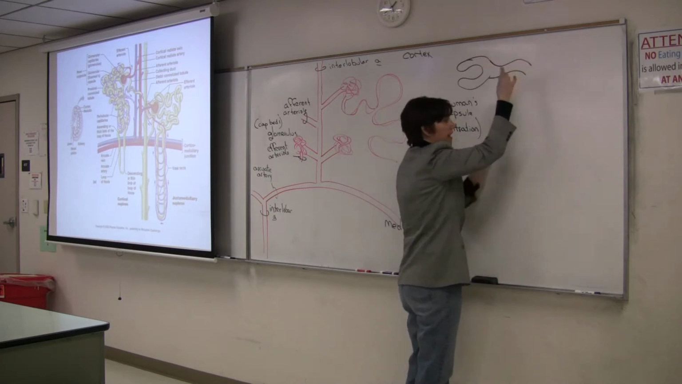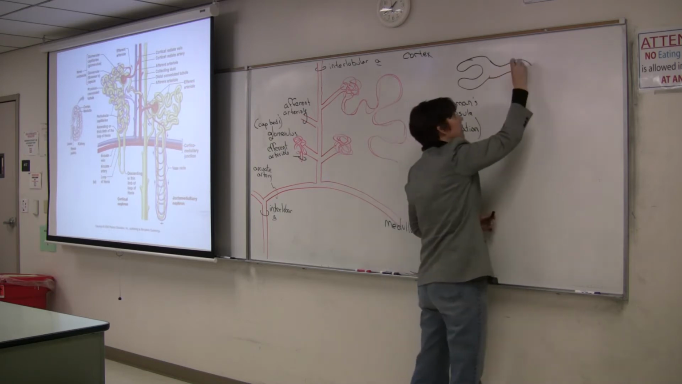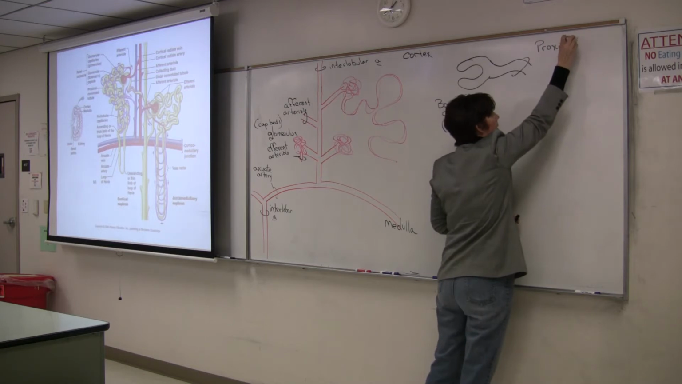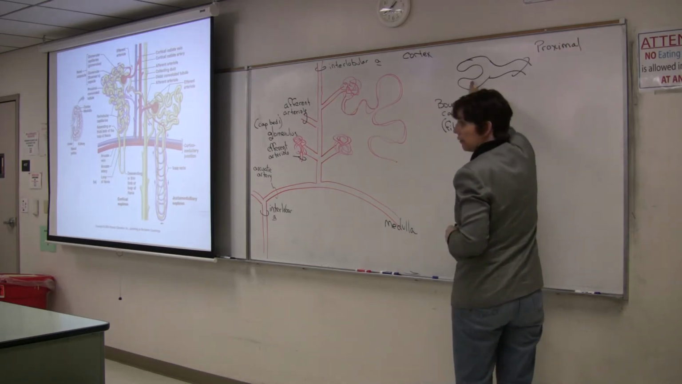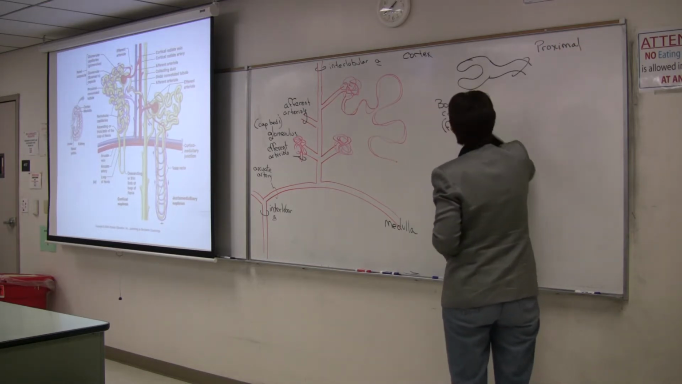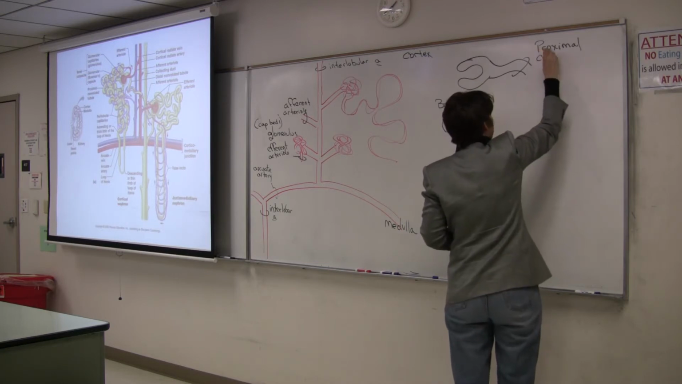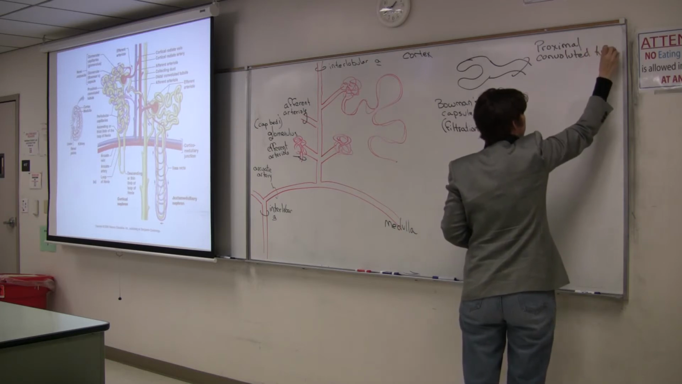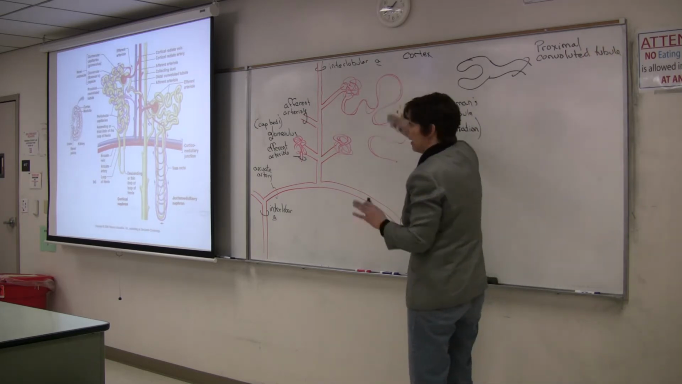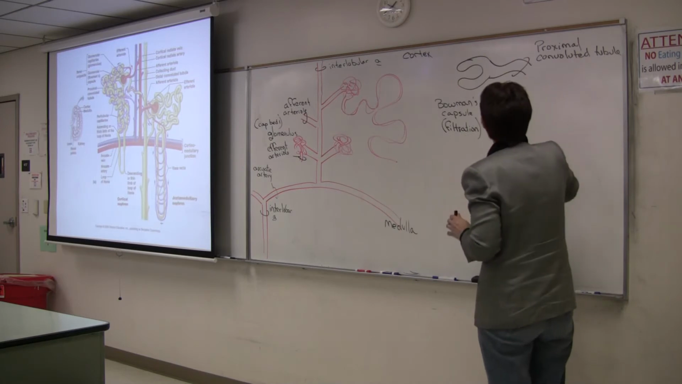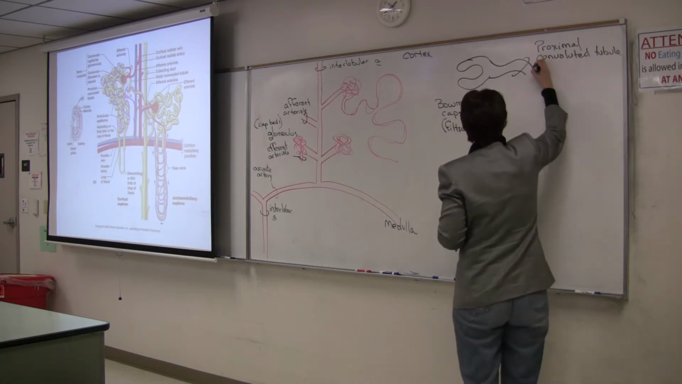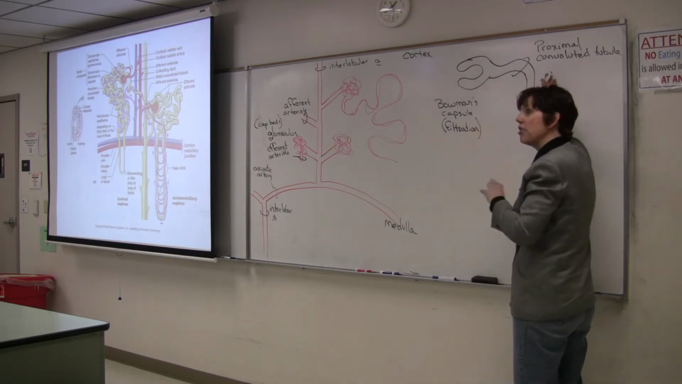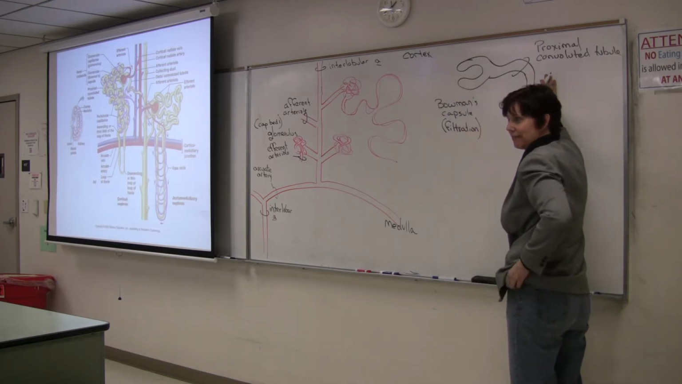a tube, and again, this is just a schematic, which is the proximal, meaning closest to the point of origin, which is the capsule, convoluted tubule. And I'll show the convolution over here. Right now we're just doing kind of an overall schematic, right? So we have a proximal convoluted tubule. This is where we start changing the content of the filtrate.